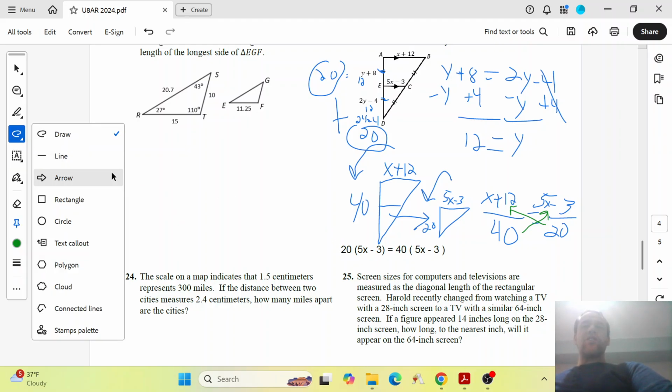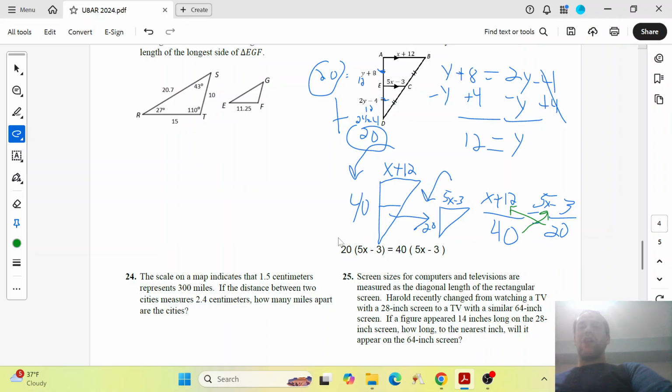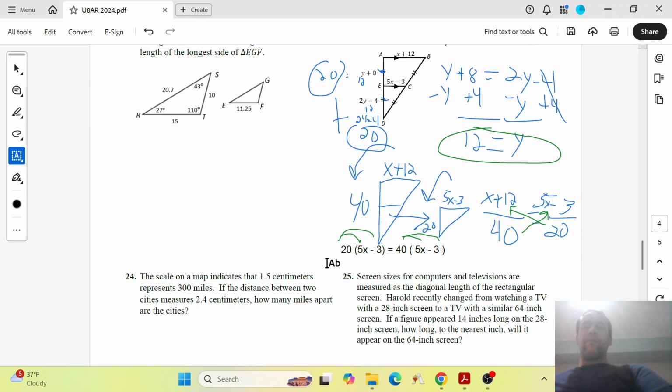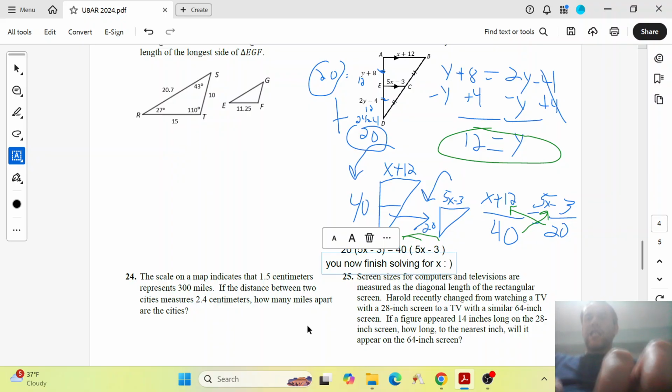I'll let you finish doing that next. You got this. Just multiply the 20 through, multiply the 40 through, solve for x. We already found y, and now you just need to solve for x. So I'll leave that up to you to finish. I'll put here: you now finish solving for x.